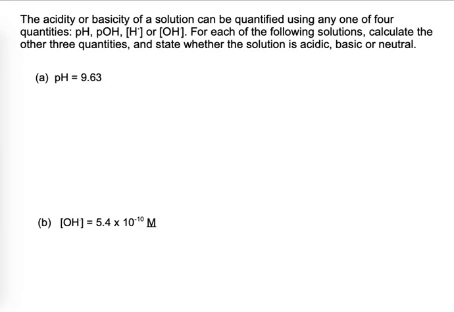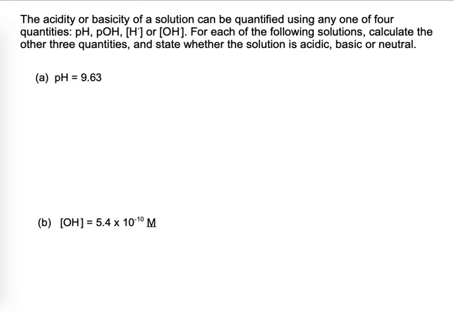The acidity or basicity of a solution can be quantified using any one of 4 quantities: pH, pOH, the hydrogen ion concentration, or the hydroxide ion concentration. For the following solutions, calculate the other 3 and state whether the solution is acidic, basic, or neutral. Now, one important question is, do you need to do any calculations before determining whether it's acidic, basic, or neutral? And the answer obviously is no, you don't. You can simply use the numerical value of any of those four quantities, compare it to a neutral solution, and determine whether it's acidic, basic, or neutral.